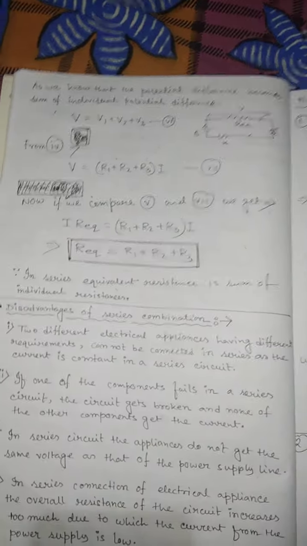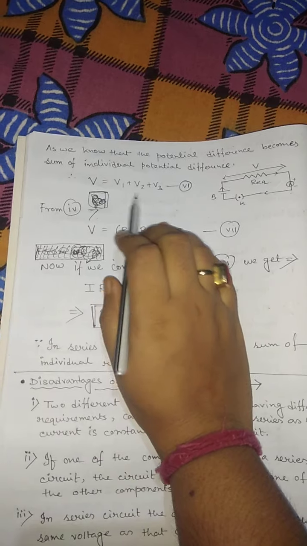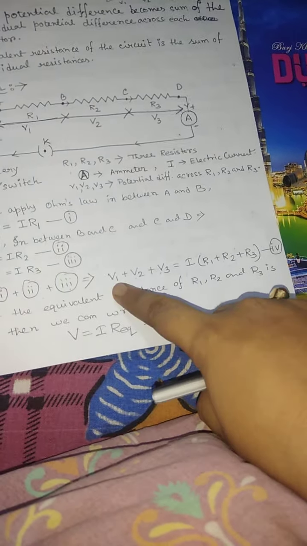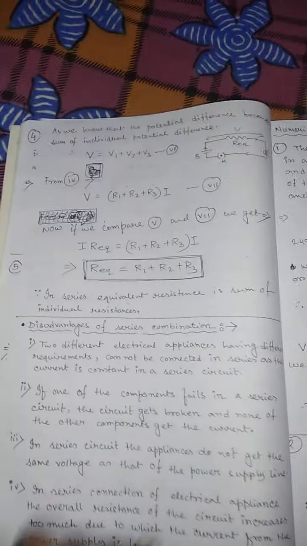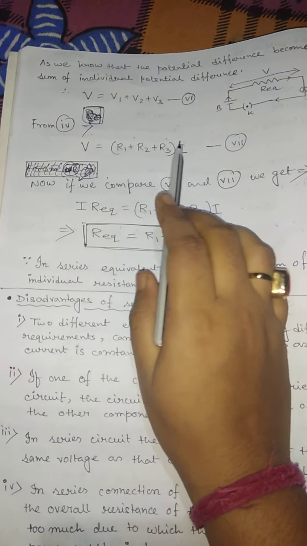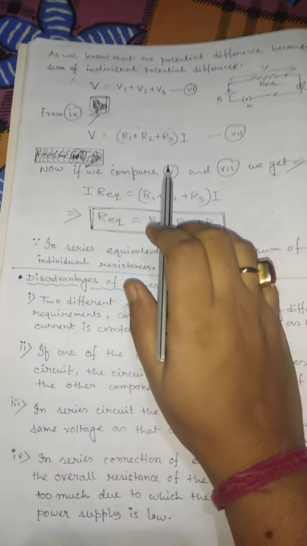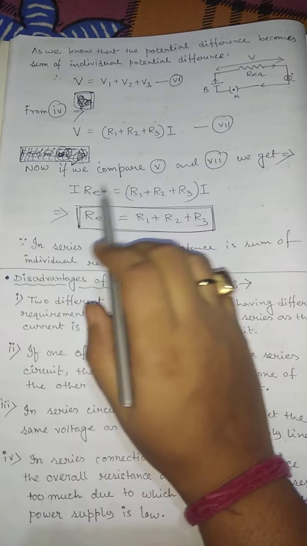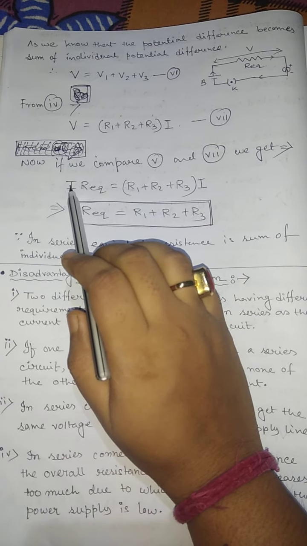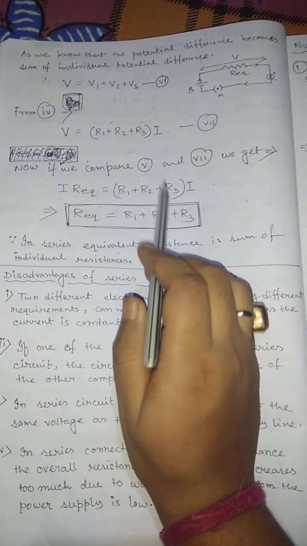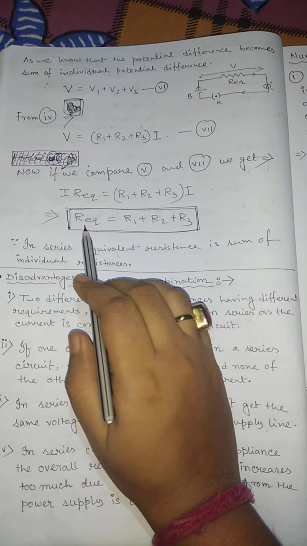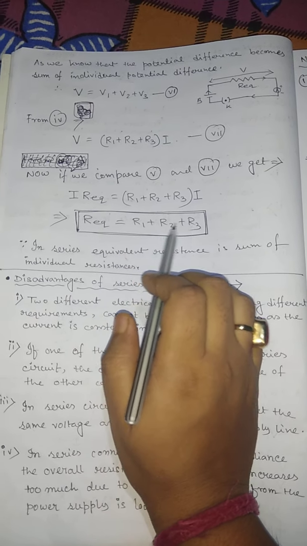Now, as we know from the second point, V equals V1 plus V2 plus V3. So in equation 4, in place of V1 plus V2 plus V3, we can write V equals I into R1 plus R2 plus R3. Now we compare this equation and that equivalent resistance equation. If we compare equation 5 and equation 7, we get R equivalent into I equals R1 plus R2 plus R3 into I. So we cancel I on both sides, and we get R equivalent equals R1 plus R2 plus R3.